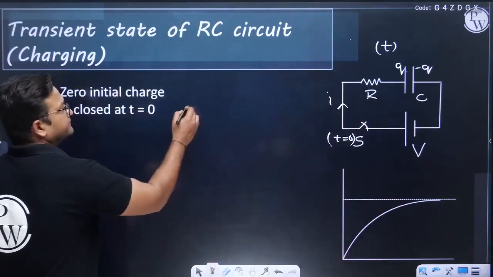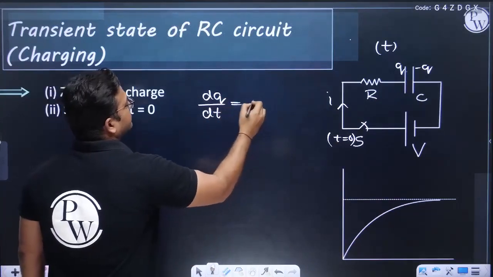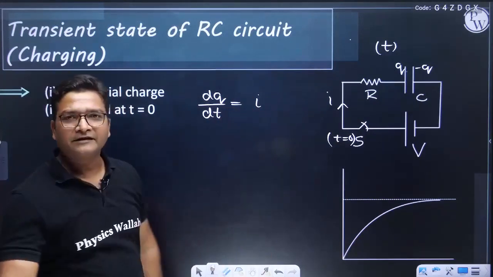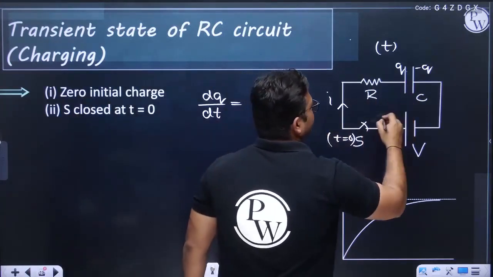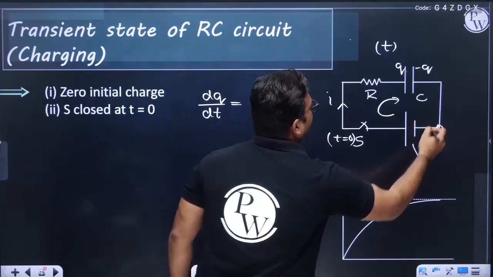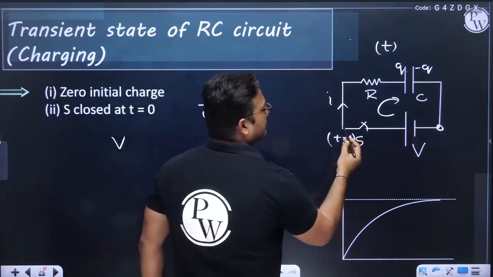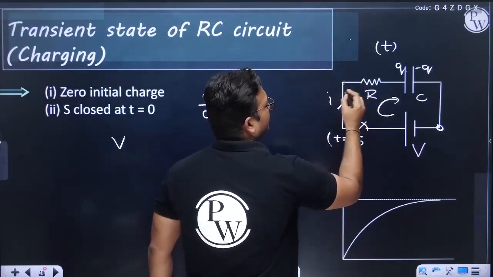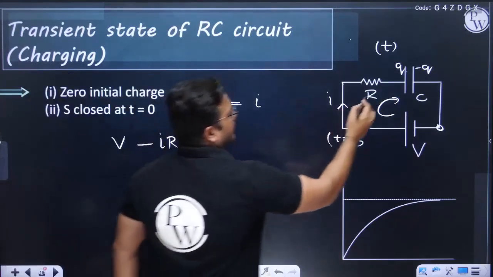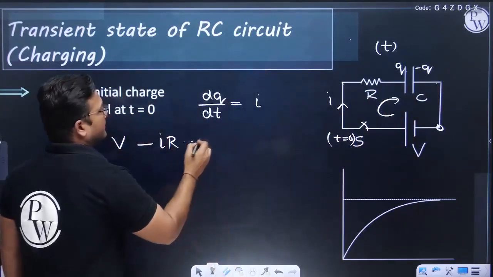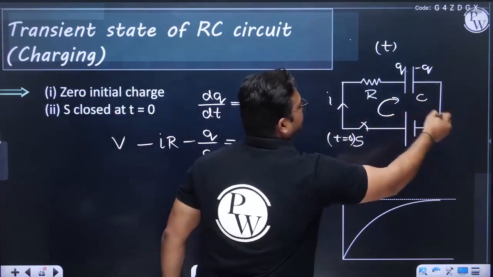You can also write the rate of increase of charge, dq by dt, as I. Okay. Now let's write KVL in this circuit. If you start from this point, I'll write V, as I've crossed the battery. Then let us cross the resistance. When we cross the resistance, I'll write minus IR. And when I cross the capacitor, I'll write minus Q by C equals 0, because we reached this point.